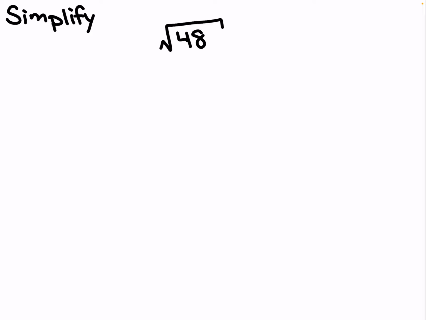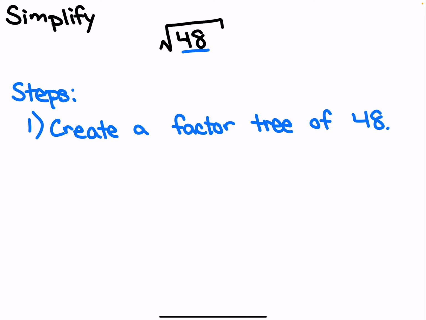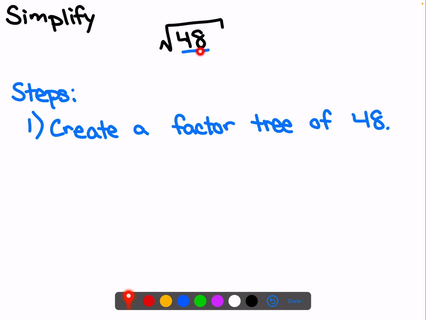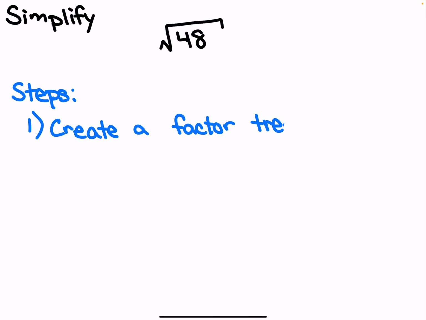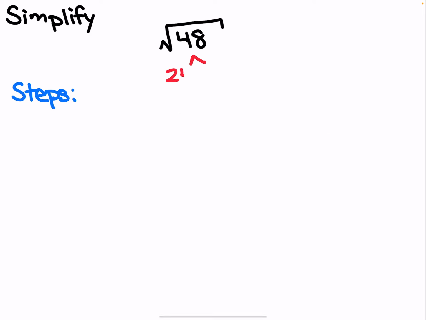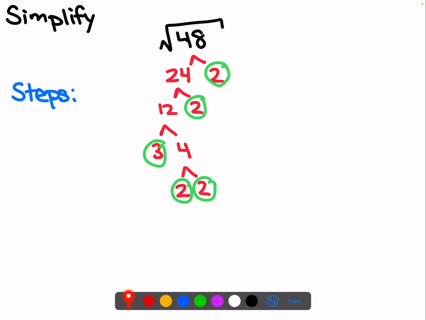The first thing we're going to do is create a factor tree of 48. So we're going to break it down into all the prime numbers that will multiply to be 48. And again, prime numbers are numbers that can only be divided by 1 and themselves. So breaking down 48, we'd have 24 times 2, and then we can break down 24 into 12 times 2. We can break down 12 into 3 times 4, and we can break down 4 into 2 times 2.